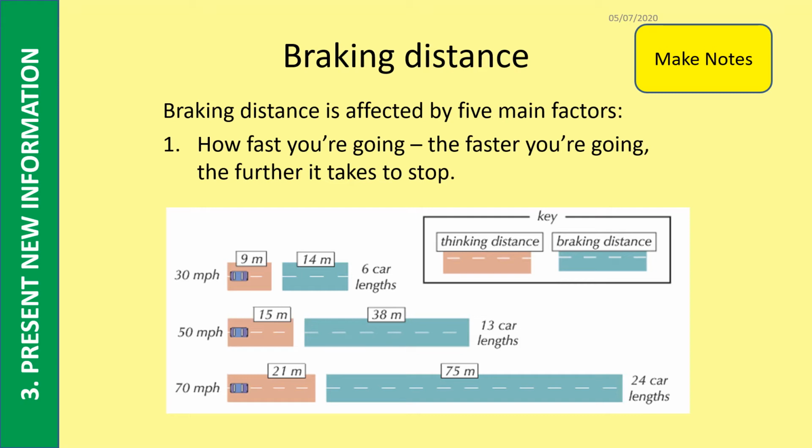If you look at this diagram, which you've seen once before, you'll see that as your speed increases, both your thinking distance and your braking distance increase as well. But your thinking distance only increases by a small amount. Your braking distance increases by a great deal. As your speed increases, your braking distance goes up a lot. Now, this is because of the forces involved in braking, and we'll come back and discuss that. For the moment, just remember that the speed is a key factor in your braking distance.